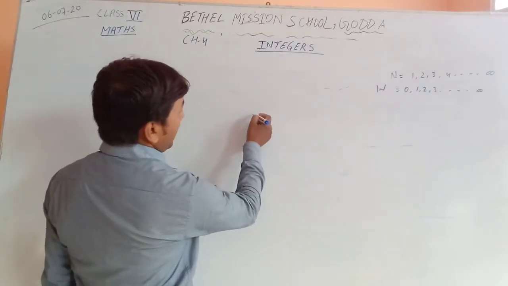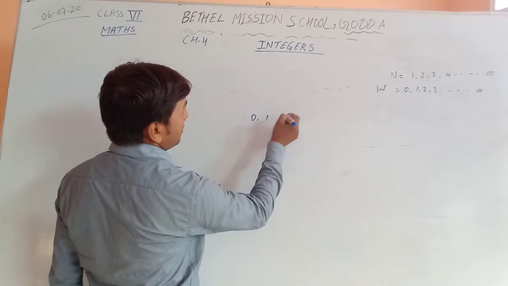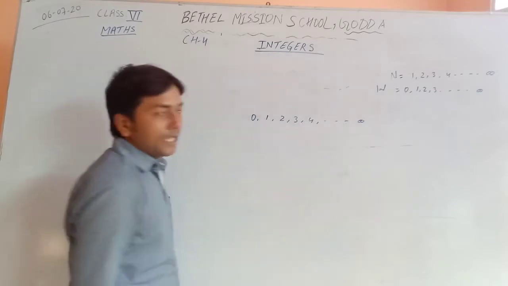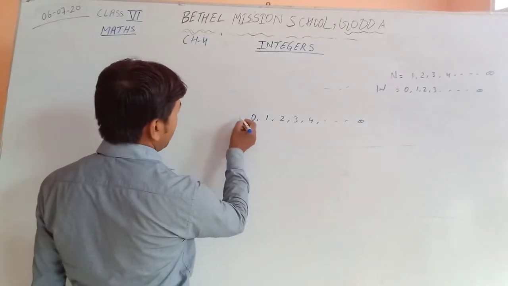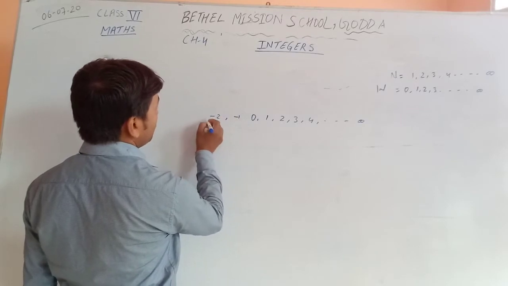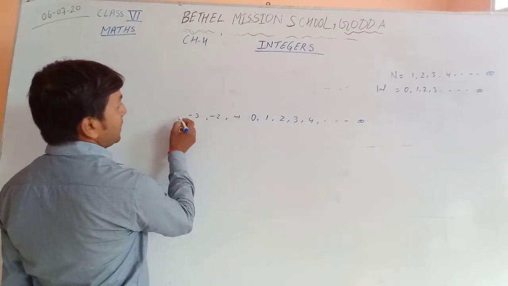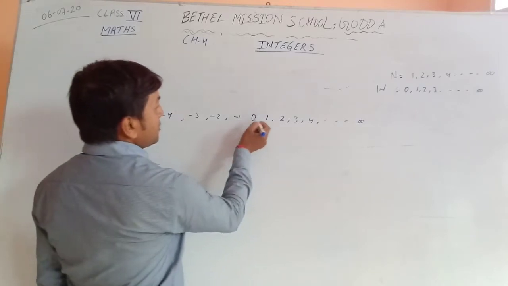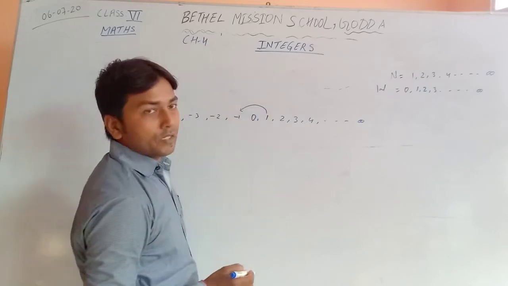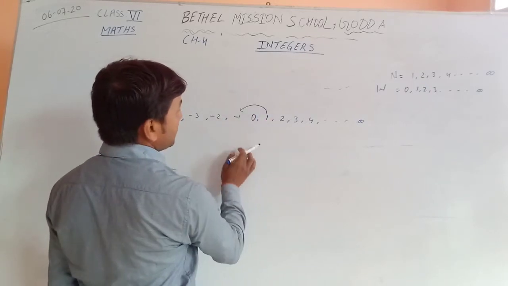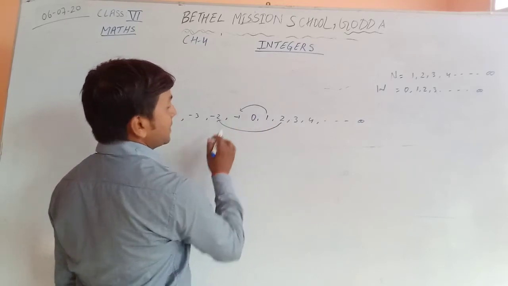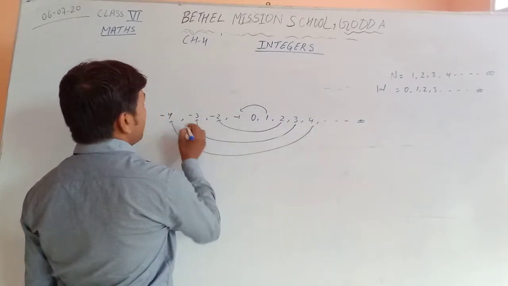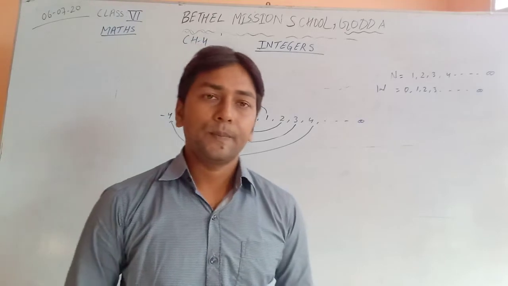Suppose I have taken natural numbers 1, 2, 3, 4, 5 up to infinity. When you write the negative of the natural numbers, negative of 1, negative of 2, negative of 3, negative of 4, okay? It is just the opposite of 1, it is minus 1. Just the opposite of 2, it is minus 2. Just the opposite of 3, it is minus 3. Just the opposite of 4, it is minus 4.